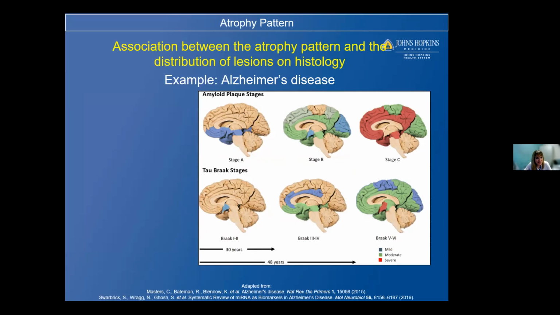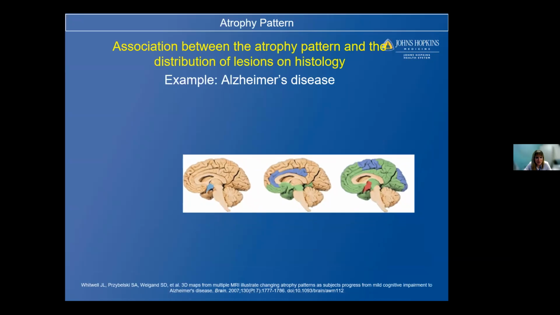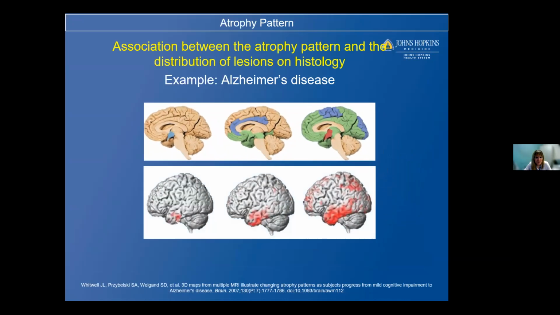The atrophy pattern seen on MRI also follows the Braak and Braak progression of disease, as shown in these 3D maps here from multiple MRIs, illustrating the changing atrophy that progresses from mild cognitive impairment to Alzheimer's disease, with atrophy limited to the hippocampus in the earlier stages of disease, and progressively evolving to the temporal lobes and parietal and frontal association cortices. So this is mild, this is severe.